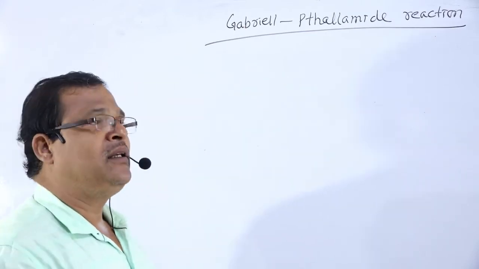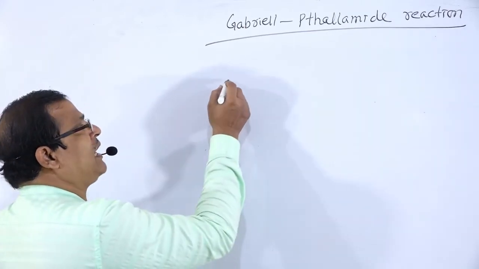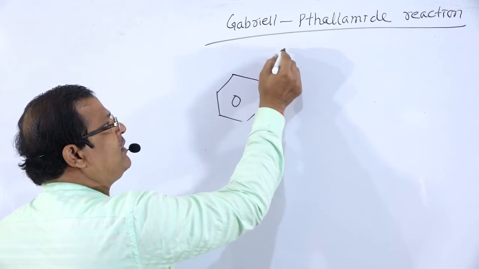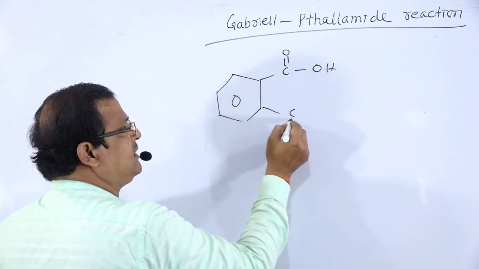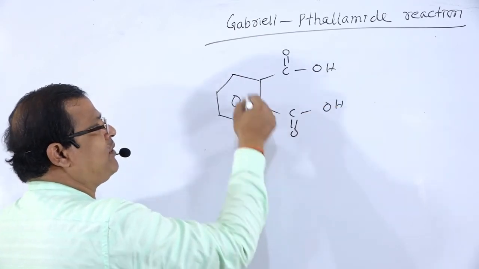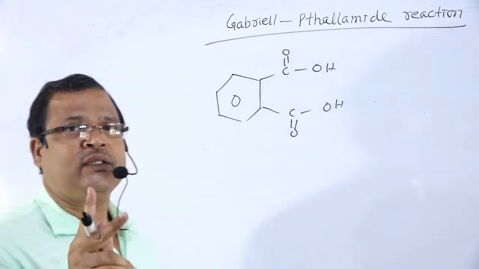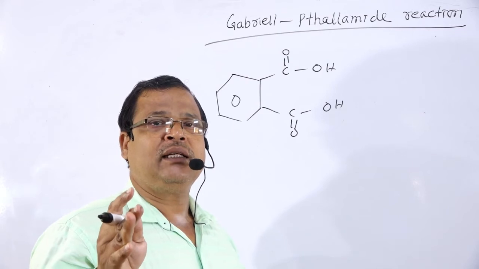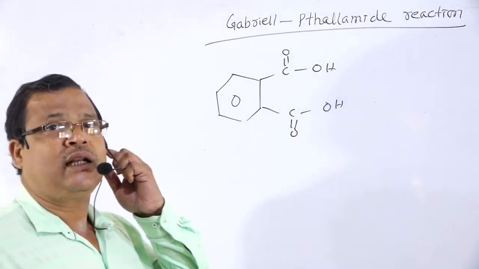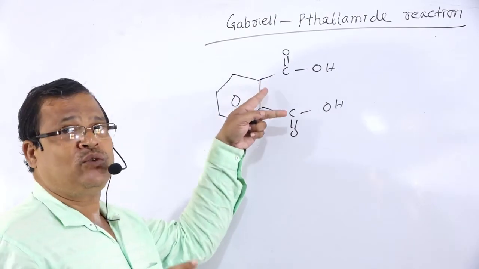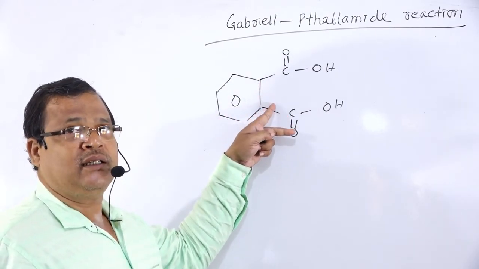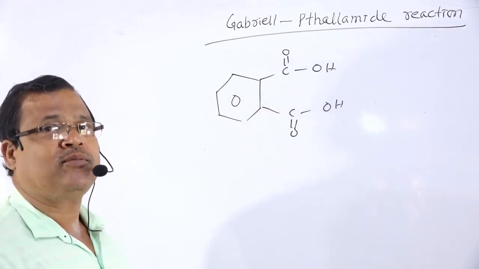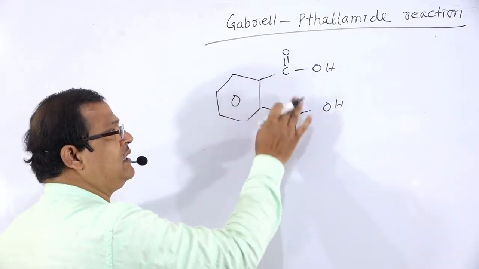Then what is that reaction? Phthalimide. First, phthalic acid. You know the formula for that? C double bond O, OH, C double bond O, OH. This is the formula for phthalic acid. The two COOH groups at the adjacent position, 1,2, is phthalic; 1,3 is isophthalic; and 1,4 is terephthalic. Mark it. So this is the formula for phthalic acid.